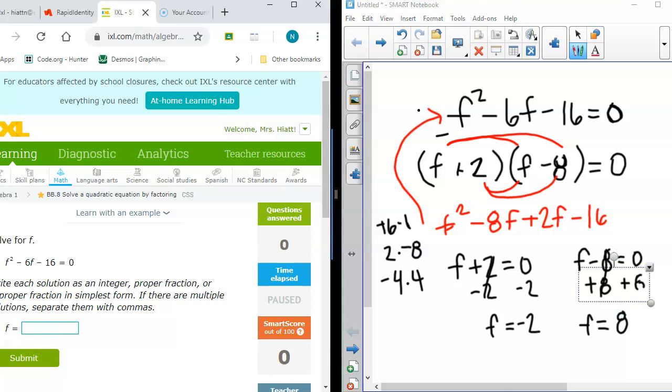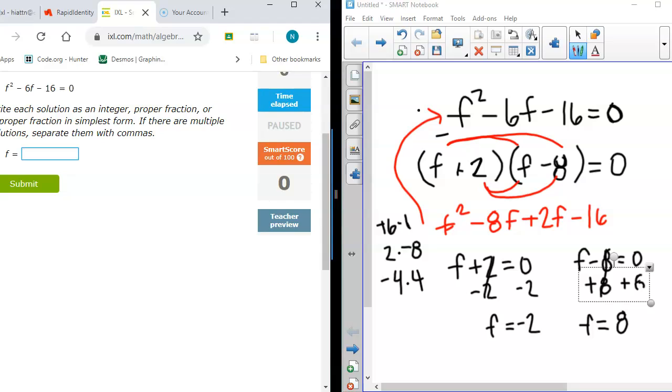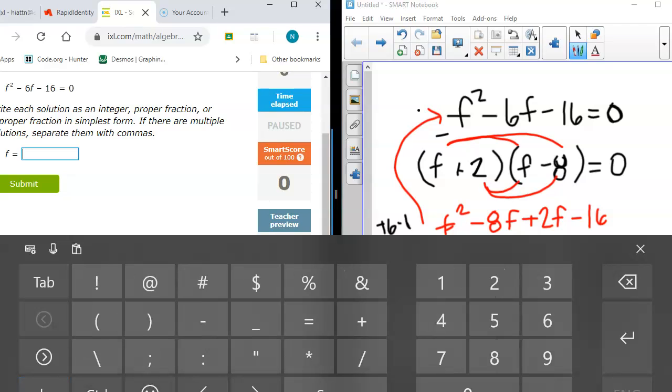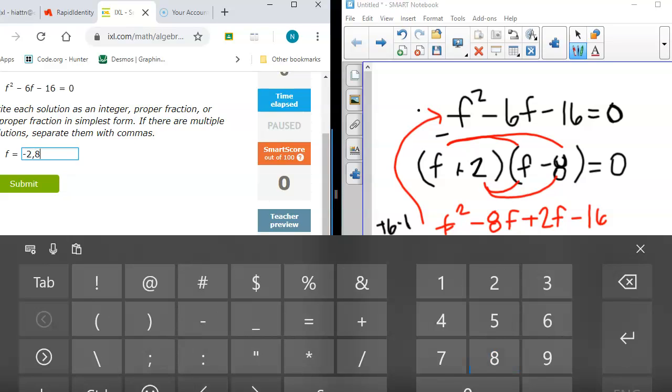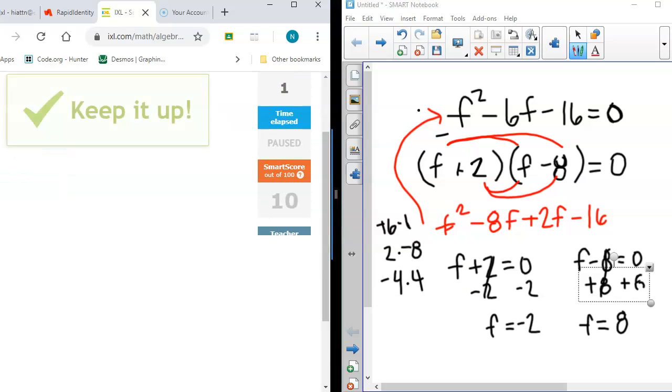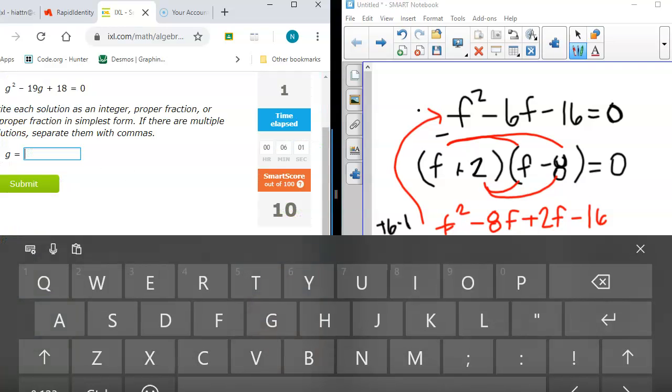So if I go over here to IXL, let's see if it'll let me. How do I get it to keyboard? Negative 2, and then I believe to type those answers in, we are going to hit a comma, and we're going to do 8. I believe that's how IXL does this. And so that one we got right. So we will continue on here.